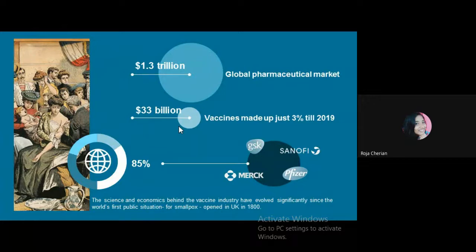The cost and complexity of manufacturing vaccines at scale helps to explain the dominance of four pharmaceutical giants. They are GSK, Sanofi, Merck, and Pfizer, which account for about 85% of the market. The global pharmaceutical market was worth $1.3 trillion in 2019, but vaccines made up just 3% of that, generating around $33 billion of revenue, compared to $142 billion from cancer drugs.